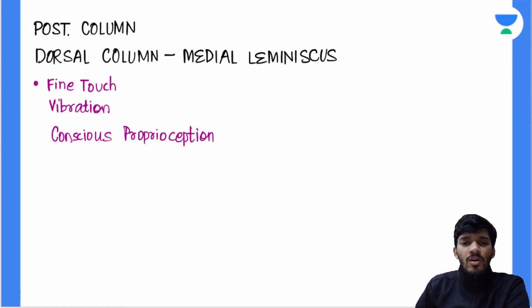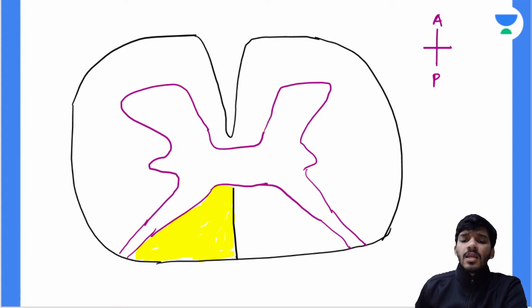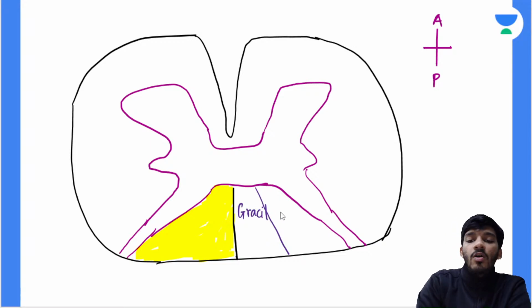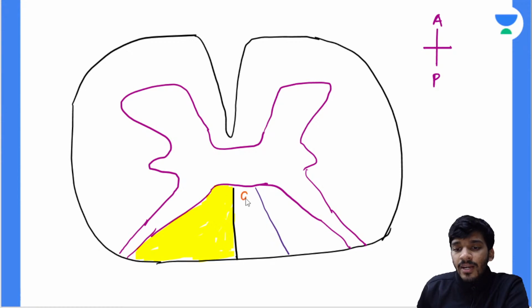And there is a somatotopic organization in the posterior column. What does that mean? I'll tell you what the somatotopic organization is. Okay. So in this posterior column, please understand that it is divided into two. On the inside, please write gracile fasciculus. So the posterior column is divided into the gracile and cuneate fasciculus.